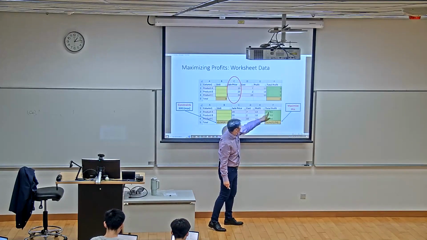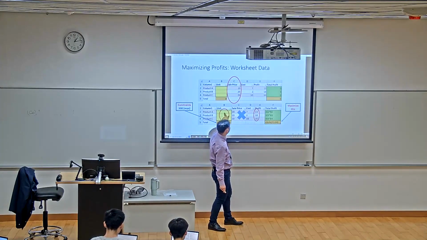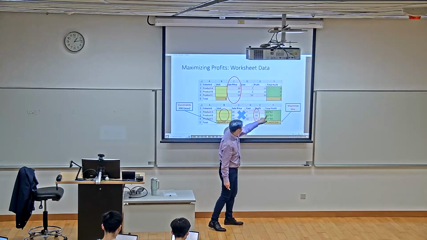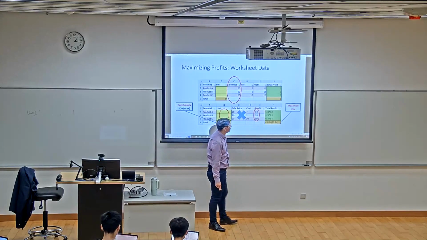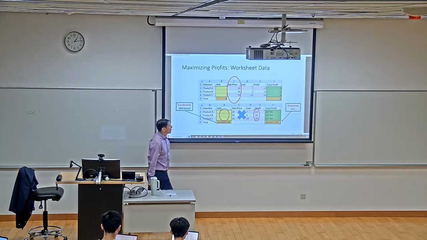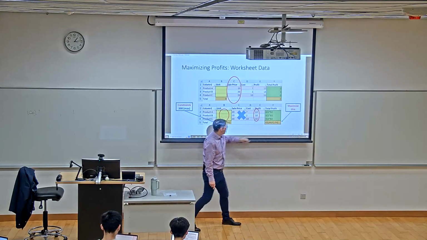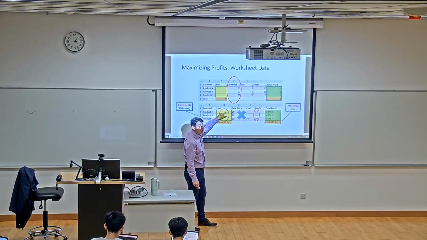Basically we use this kind of calculation: the profit multiplied by the number of units. We can actually do the calculation, and at the end we can calculate the total profit. So this is what we try to maximize, by changing these numbers.